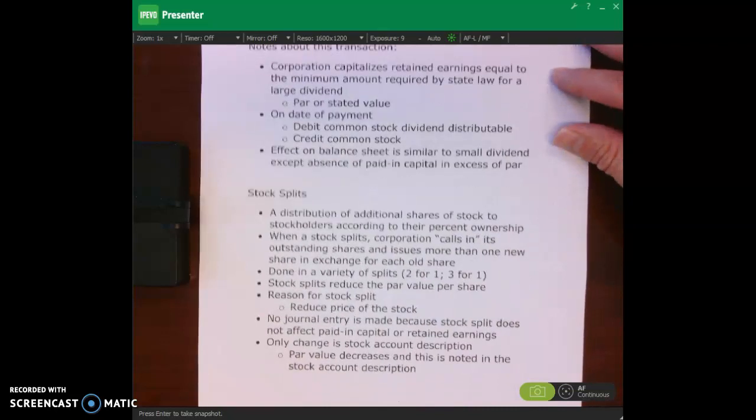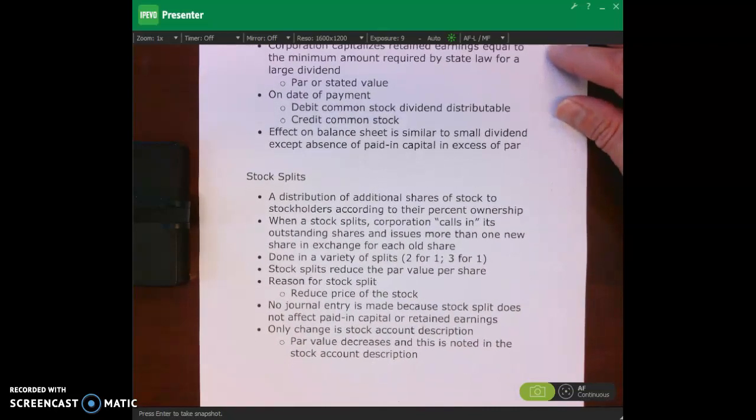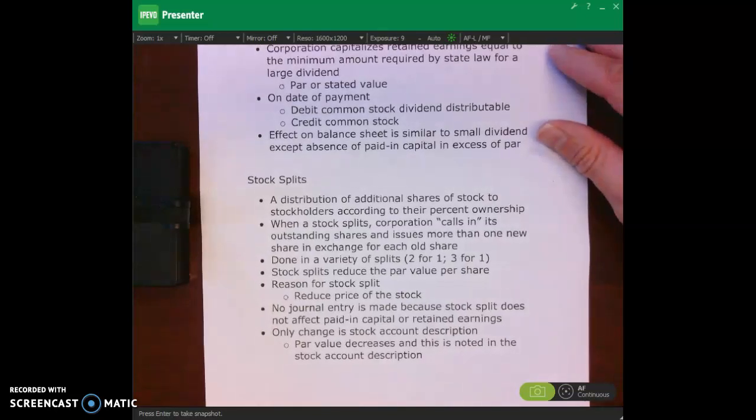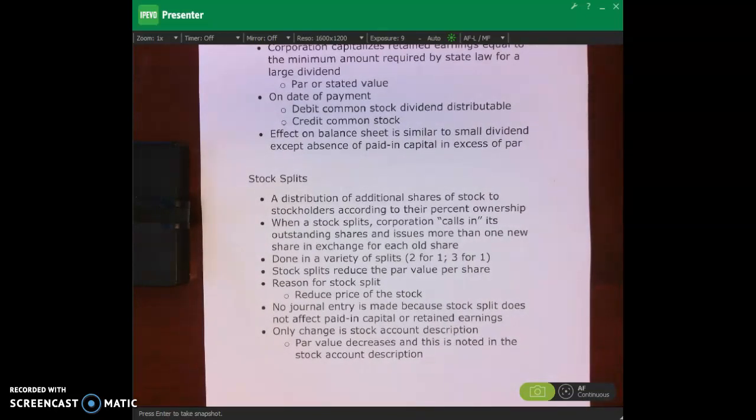Okay? So the last thing I want to talk about in this lecture video is a stock split. So this is a distribution of additional shares of stock to our stockholders, but it doesn't affect their percent ownership. Okay? So when we have a stock split, basically the corporation calls in its outstanding shares and then issues more than one new share in exchange for each old share that it called in.